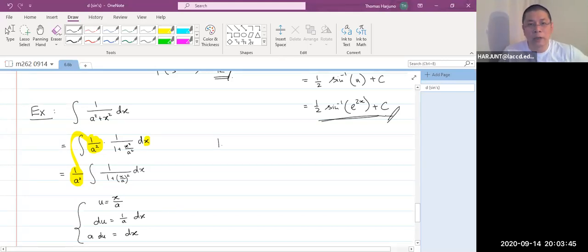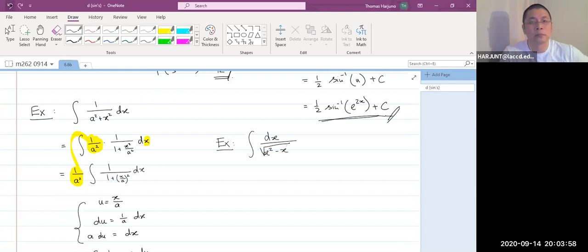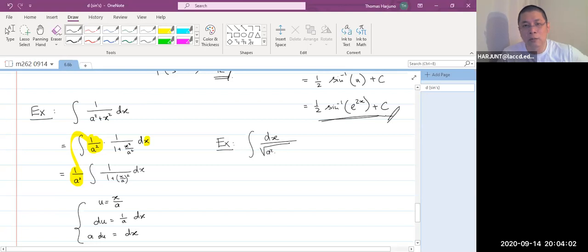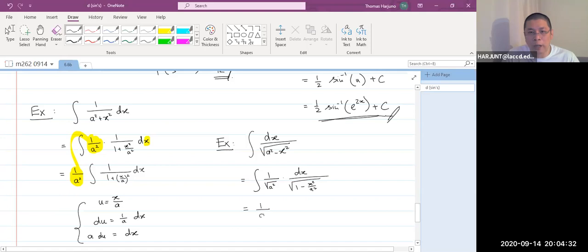Okay. Another one: what happens if we have the integral of dx over square root of a squared minus x squared? Let me write it down. Now you will factor the a squared out of the square root. So you get 1/a here, integral of 1 over square root of 1 minus (x/a) squared dx.